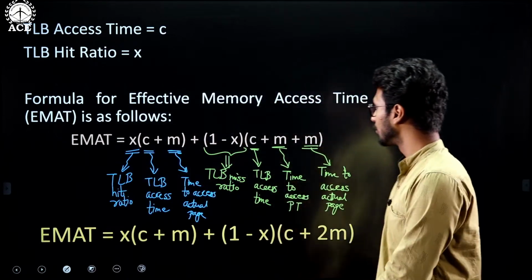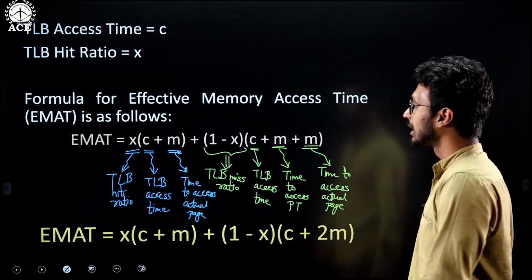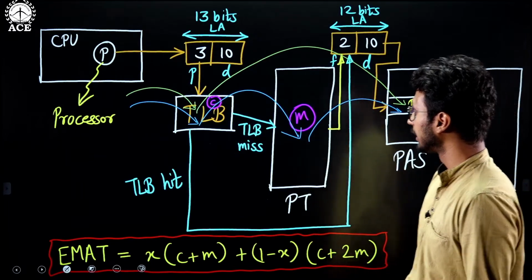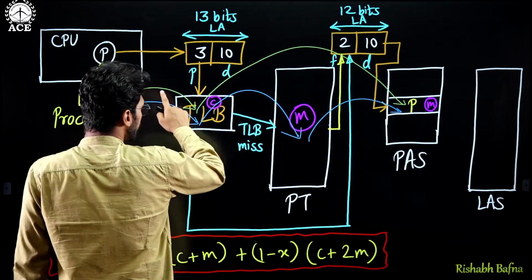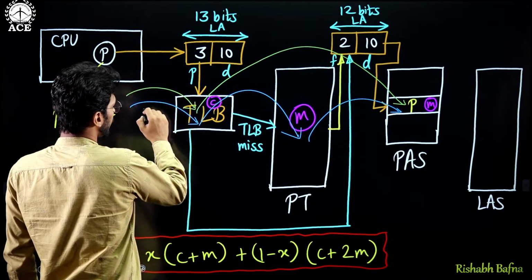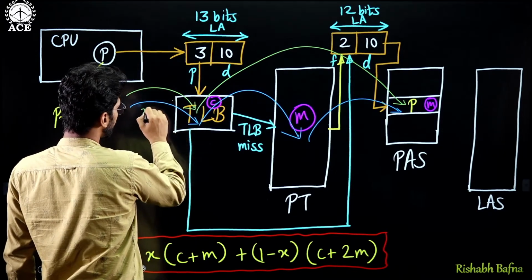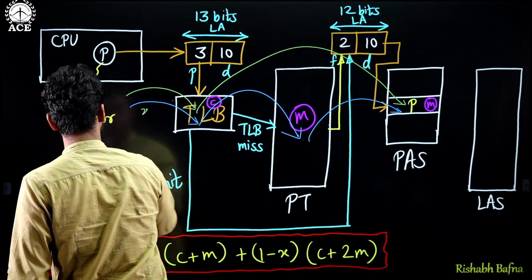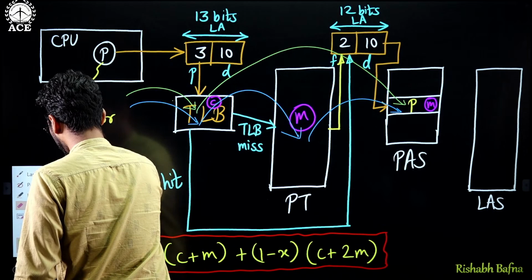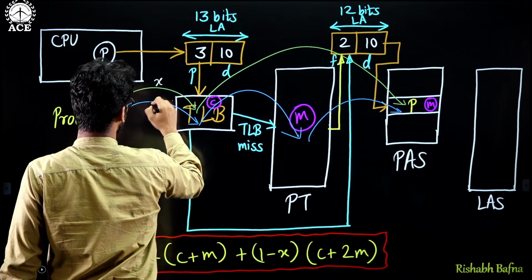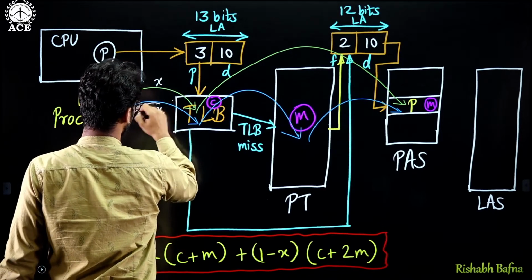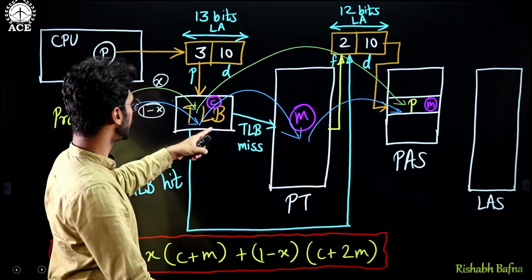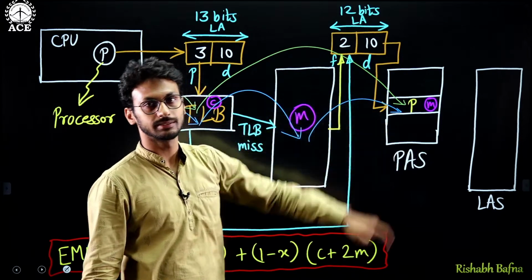I hope you got to know this entire concept of effective memory access time. Done with this one. Green color for hit. Blue for miss. This one for 1 minus X. Let me just state it explicitly: X hit, 1 minus X. I hope this will clarify everything. If there is a hit, you directly access the page. If there is a miss, you access the page table and then access the exact page.